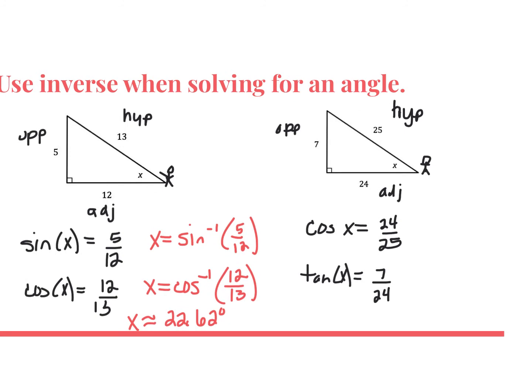Again, to be able to isolate that x, we need to take the inverse cosine of our ratio. That will undo that ratio and get x by itself. For the second one, again, we want to use inverse tangent this time of 7 over 24, and that will give us the appropriate value in the graphing calculator.